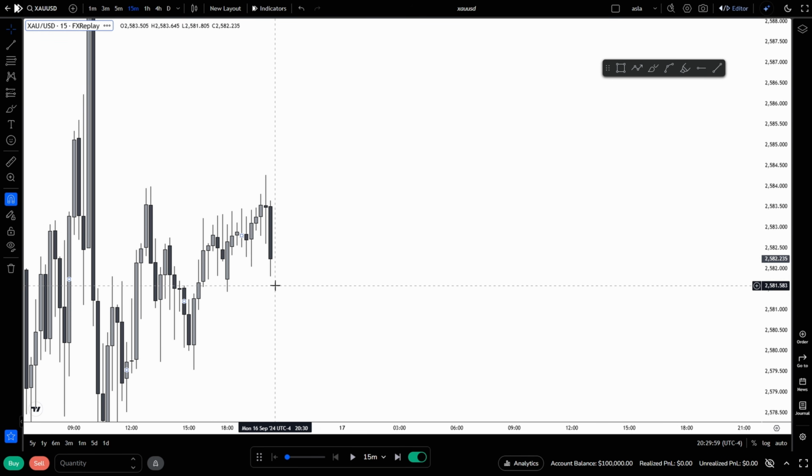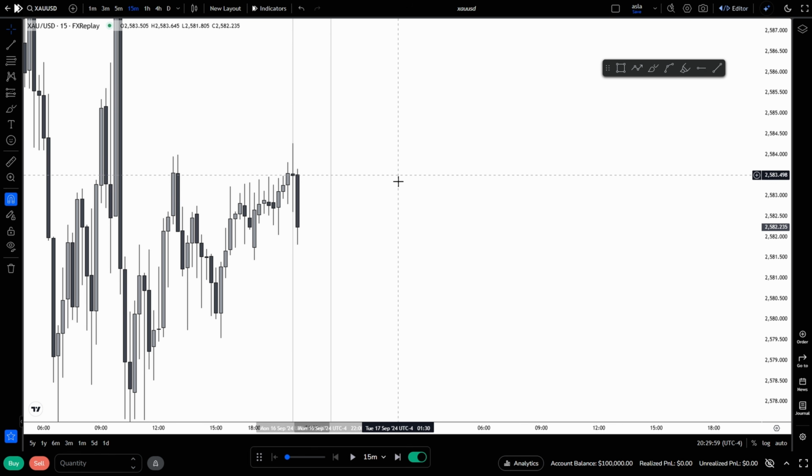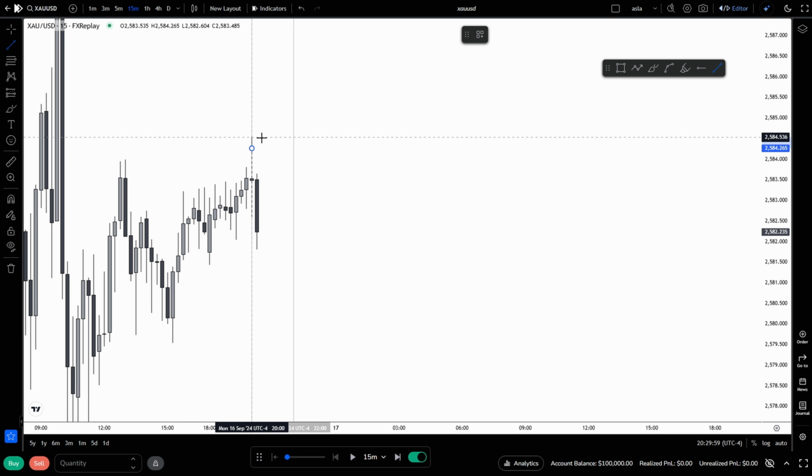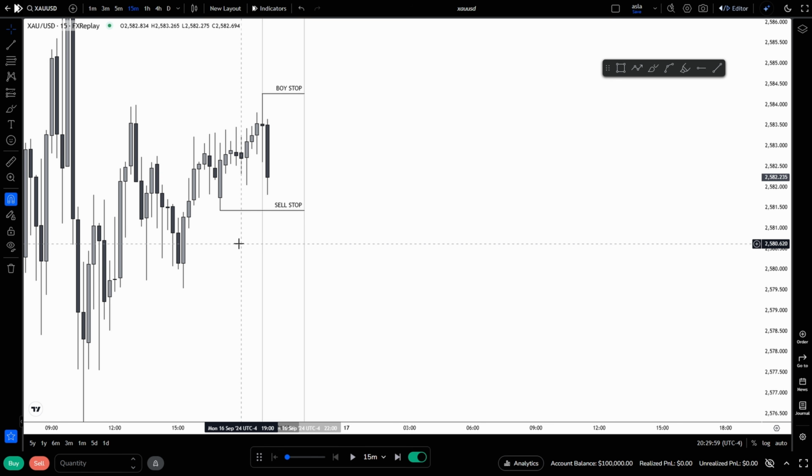Here we have the 15-minute chart of gold, Monday, September 16th, 2024, and the first thing we've done is mark out our time window from 8 p.m. to 10 p.m. New York time, because, as we discussed earlier, this is where the model begins to take shape. Along with that, we've also marked out the nearby 15-minute liquidity levels, and this is very important because these levels act as the magnets for price.